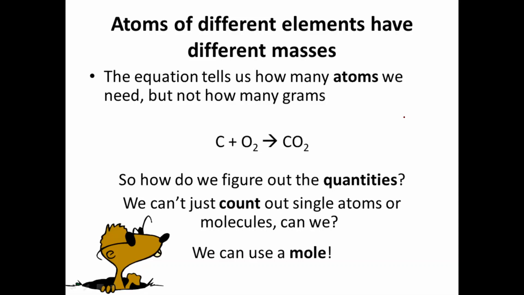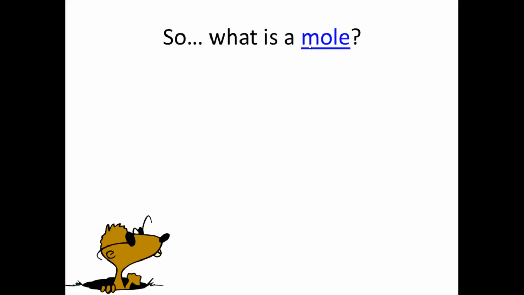So to change from the information that the equation tells us, which is 1 atom of this plus 1 molecule of that, to a macro scale, a large scale, a scale where we can handle these quantities, we need a mole. The mole tells us how to translate information from the molecular level to a level that we can handle. So what is a mole?